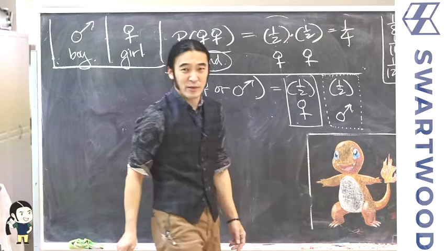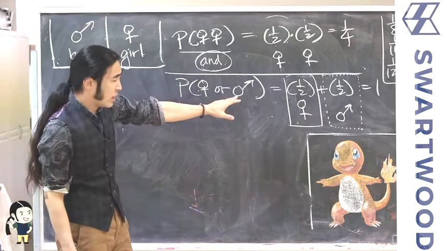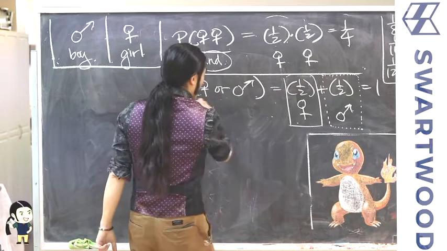When you have different ways of getting what you want, you add, which is one. And that makes sense, right? The only options are boy and girl, and you're going to have one of them, then it's got to be 100%, right? A probability of one. Okay, no big deal. All right, so let's make this a little bit more complicated, but the rules remain the same.